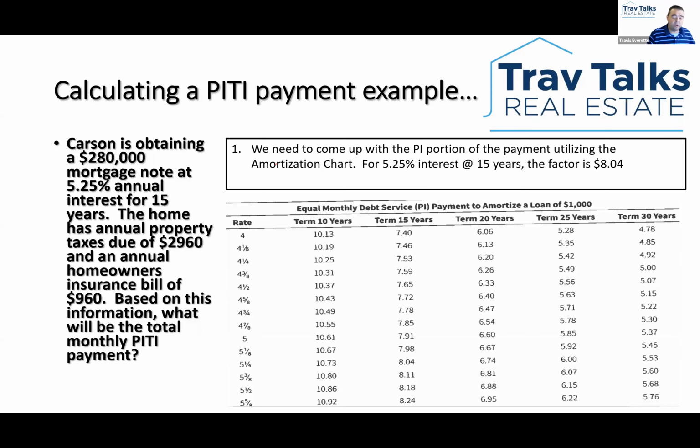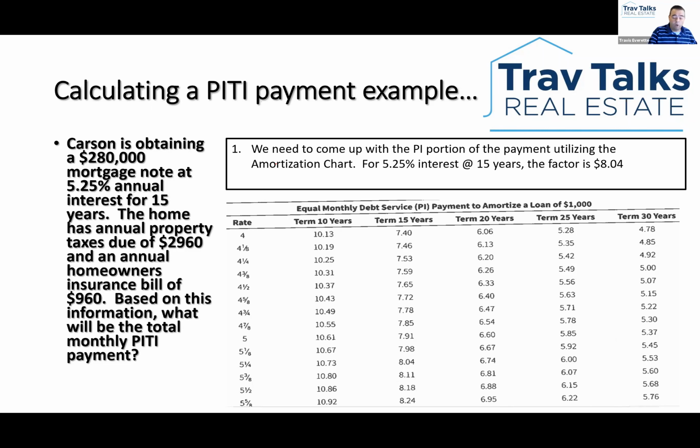So let's start to do that. This is such an eye opener for me, because I thought you could only use the chart for PI payment. Well, you can, but then you can also add in the taxes and insurance portion to get the real monthly payment that somebody's going to be making. So let's work on the PI portion from the chart first. Let's go ahead and get the chart out of the way.